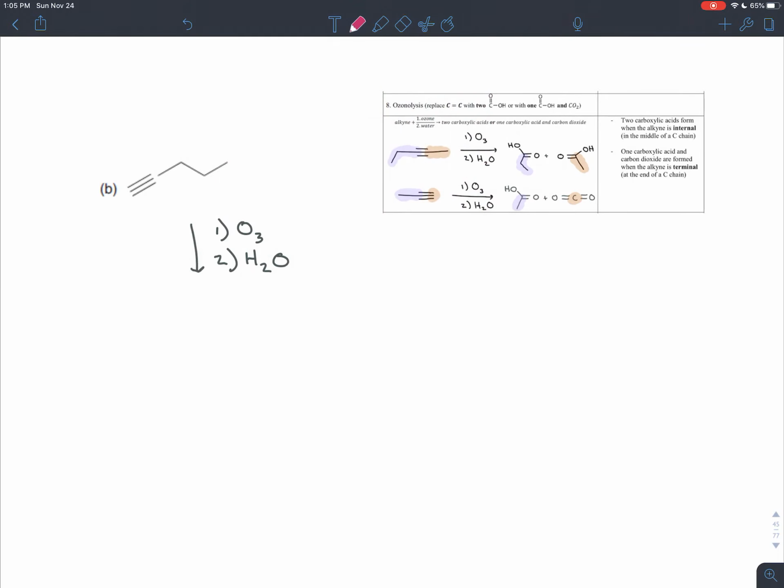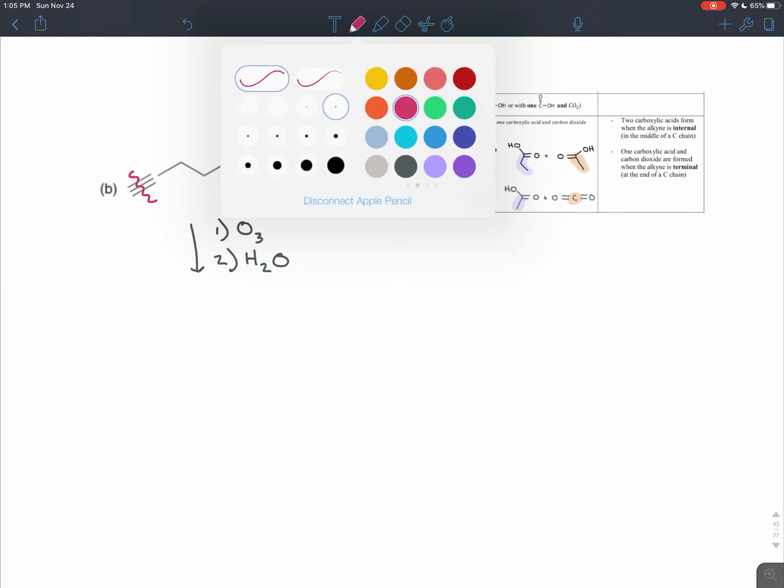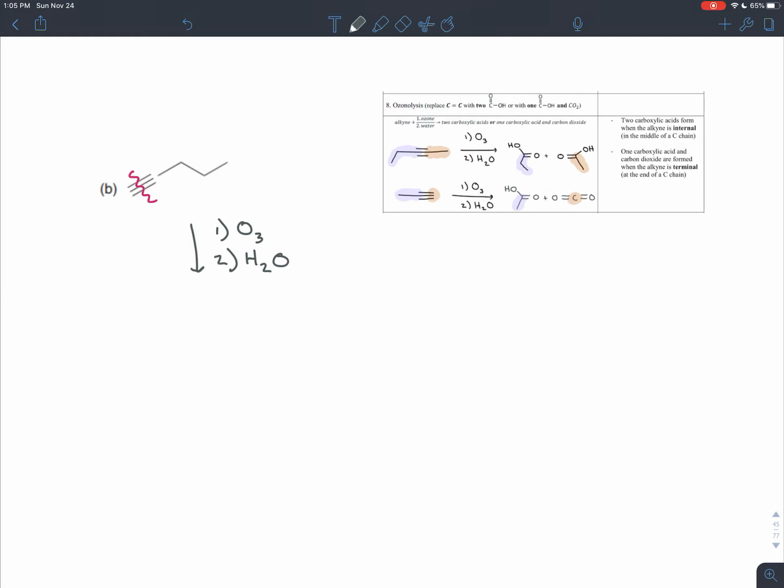Okay, well, ozonolysis breaks apart the triple bond. Let's start with the two pieces. So we'd have this one carbon at the very end, then we'd have these 1, 2, 3, 4 carbons over here.